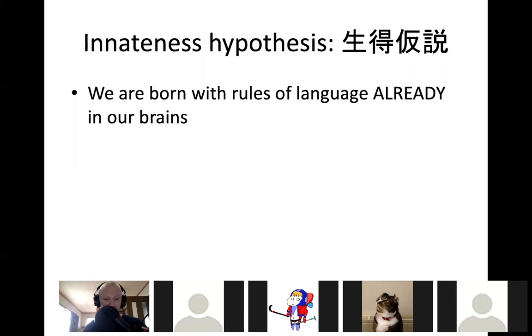That's what it means. It doesn't mean we're better at language than animals. It means some language rules are built into our brains when we're born. And you're thinking, rules? What kind of rules? Good question. What kind of rules? We'll think about that.